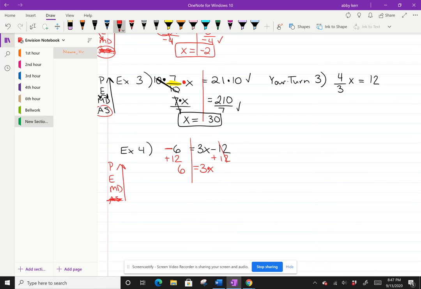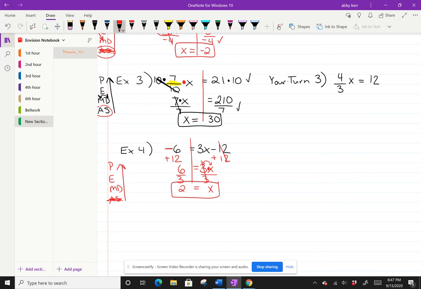We have that multiplying again because the 3 and the x are right next to each other. So then we're going to divide by 3 on both sides. The reason why we're dividing by 3 and not the 6 is because the 3 and the x are the numbers together. The 6 is by itself. So 3 divided by 3 gets us that 1x that we're looking for. And then 6 divided by 3 is 2.